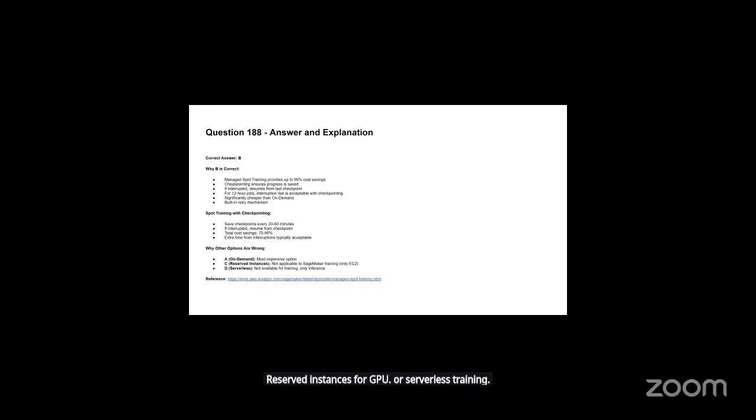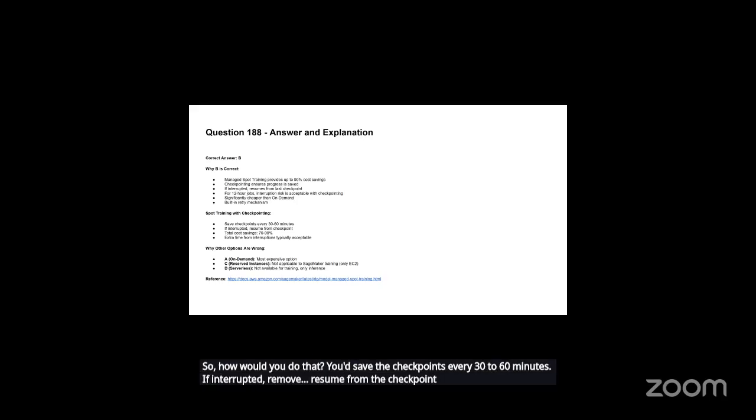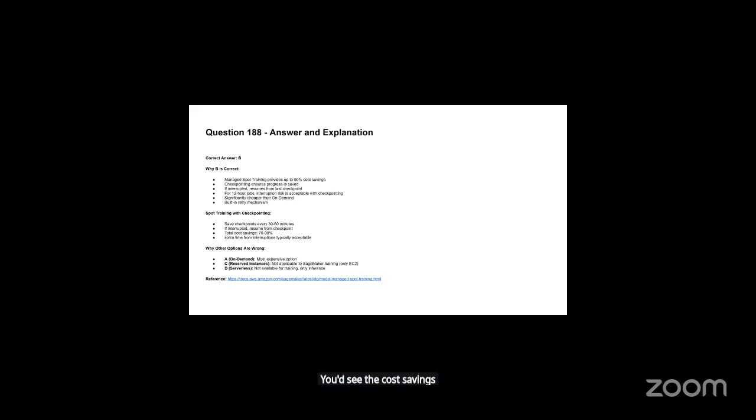B, so managed spot training provides significant cost savings, up to 90%. Checkpointing ensures progress is saved, and if interrupted, it can resume from the last checkpoint. For 12-hour jobs, the interruption risk is acceptable with checkpointing and significantly cheaper than on demand, with a built-in retry mechanism. So how would you do that? You'd save the checkpoints every 30 to 60 minutes. If interrupted, resume from the checkpoint. You'd see the cost savings, and then you'd have extra time from interruptions that would hopefully be acceptable.